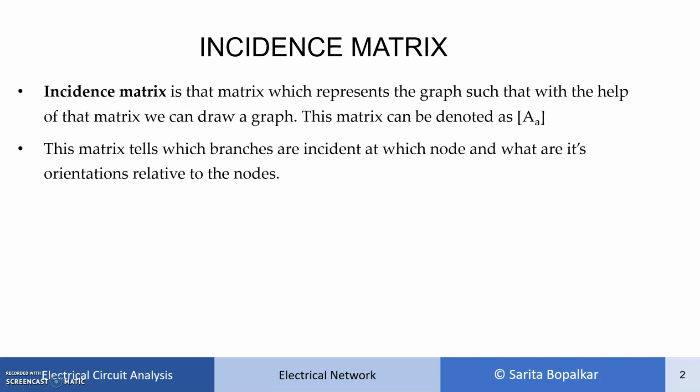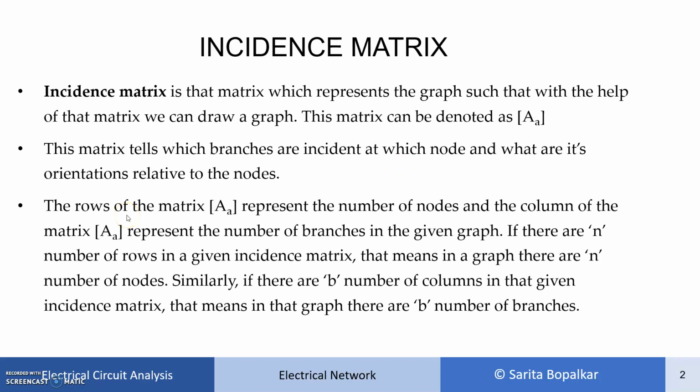What information will we get from this incidence matrix? This matrix tells which branch is incident on which node, and what its orientation is. That means what is the direction of the current flow, whether it is towards the node or away from the node, and this branch is incident on, or between, which two nodes.